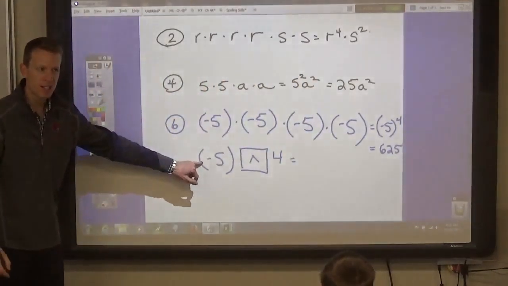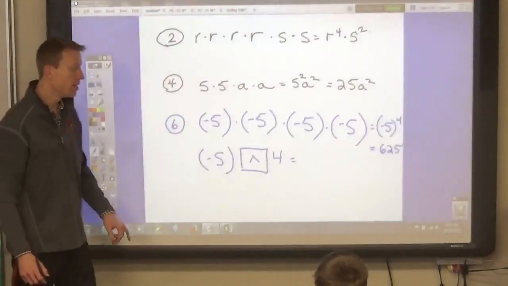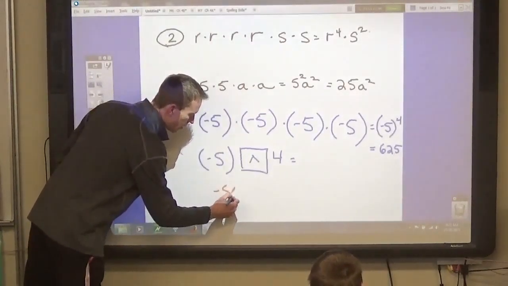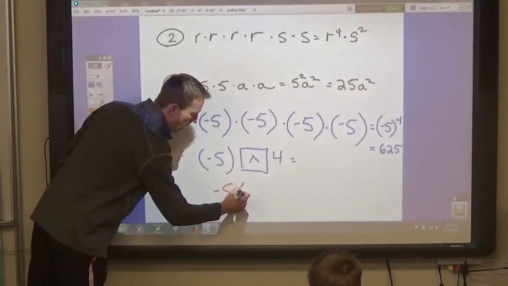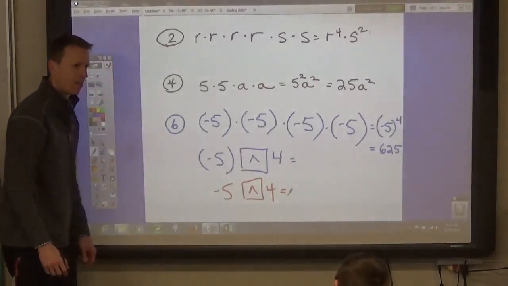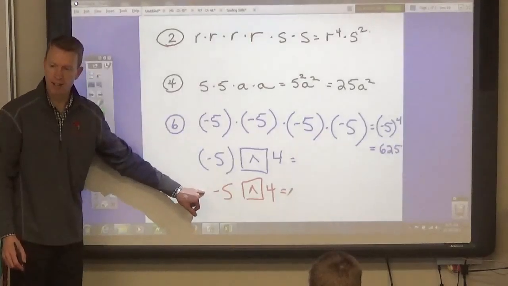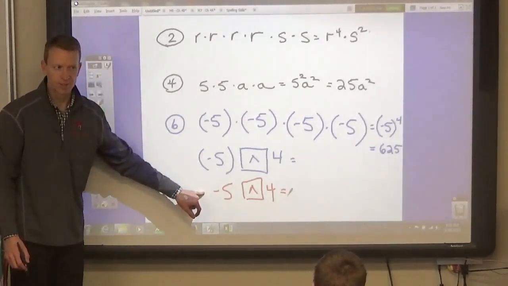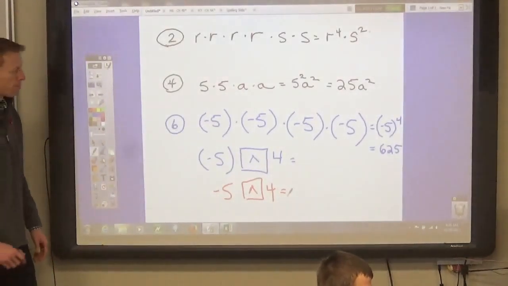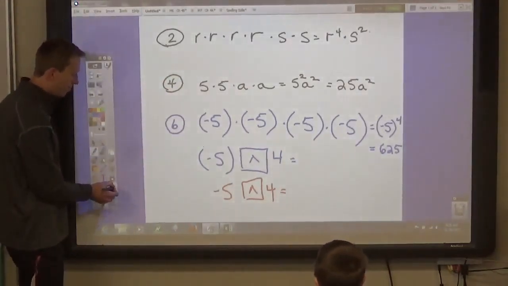What if you didn't put the parentheses there? What would you get? Your calculator would give you negative 625. That would be wrong, because you didn't punch it in correctly. If you put negative 5 caret 4, then it's only going to take the 5 to the 4th power and not the negative. Okay? So be careful with that one. Any questions on those? Okay, good.